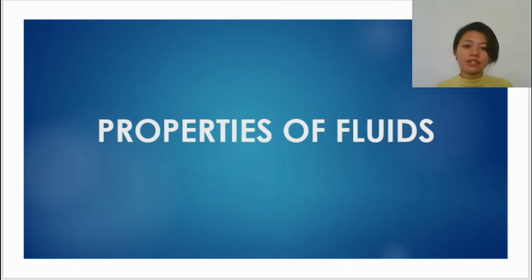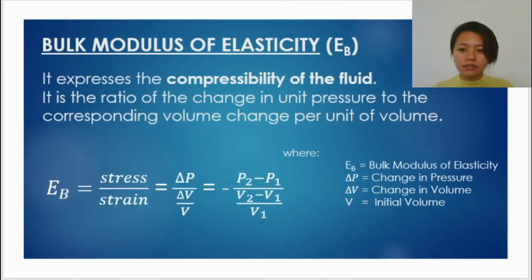So let's proceed to our next topic, everyone. We have here the bulk modulus of elasticity, denoted as E sub B. It expresses the compressibility of the fluid. It is the ratio of the change in unit pressure to the corresponding volume change per unit volume. So, bulk modulus of elasticity expresses how compressible your liquid or fluid is. You may wonder why I changed from liquid to fluid.